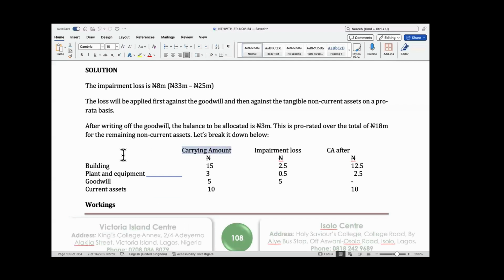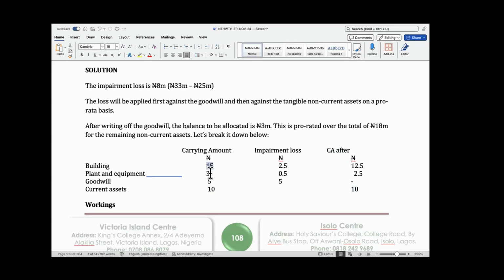The carrying amount of each of those assets: for building, the value 15, plants 3, goodwill 5, current asset 10. So the impairment loss that we calculated as 8 million. First, we are going to allocate 5 million to goodwill. So the carrying amount after impairment for goodwill is now 0. This current asset, we are not touching it. We are not allocating anything to it. So it becomes 10 million. It's still the 10 million.